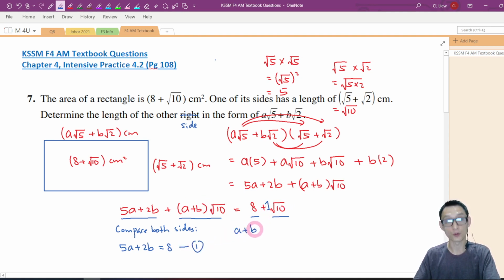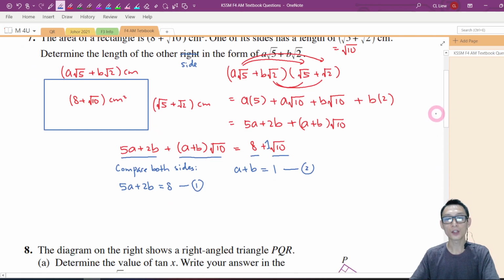And now we are going to form the second equation, which is a plus b is equal to 1. This is the second equation. So after forming these two equations, you should have no problem solving it, right? To get the value of a and value of b. It's totally up to you. You can use substitution method or elimination method. So here, let me use substitution method.